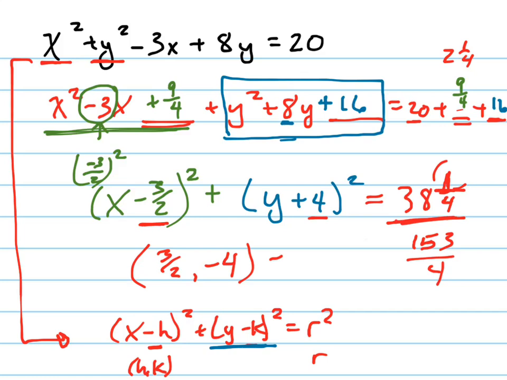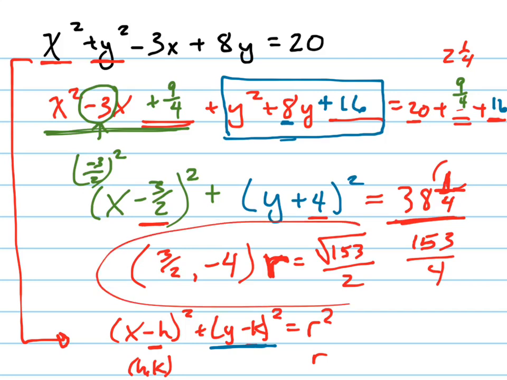And so 153 divided by 4, if I take the square root of that, my radius is going to be just the square root of 153 all over the square root of 4, which is 2. Now that might look ugly, you might not like it, but it's not a big deal. If you want to take the actual square root of that and estimate what that is, you can round it, and that'll help you figure out, if you're trying to draw it on a graph, how big the radius is. But the exact answer for the radius is the square root of 153 over 2. And there's your answer.